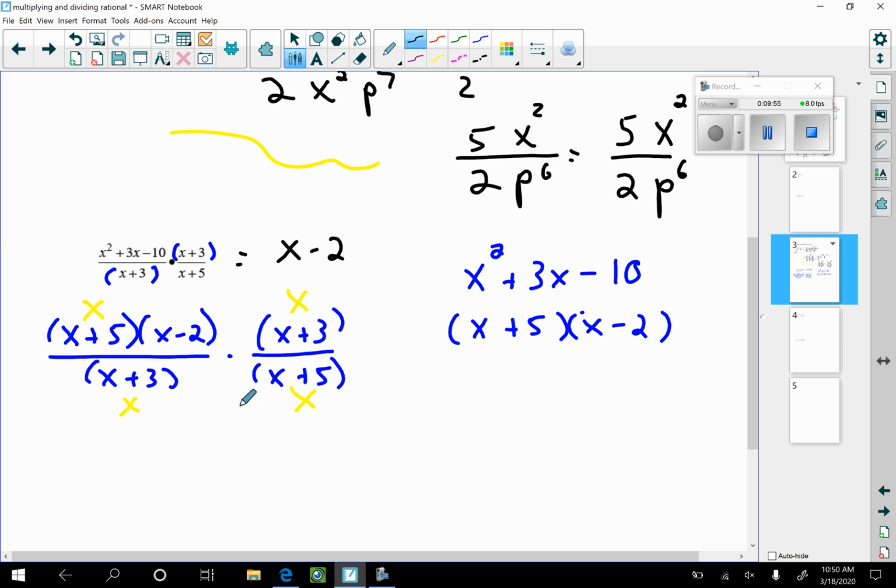So all the factors on the bottom, this factor and this factor canceled. This factor and this factor canceled. These guys cancel. All right, let's go on to the next problem here.